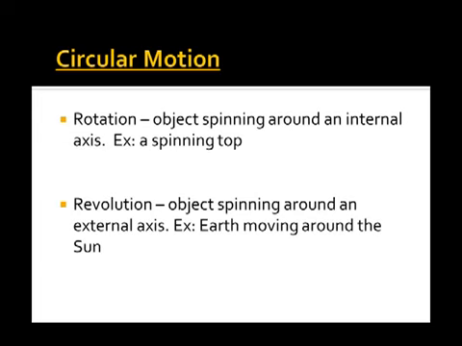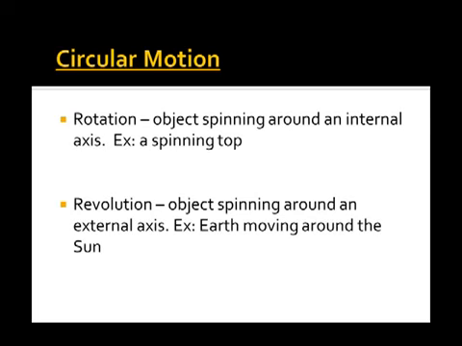We've got some definitions to begin with. We've got rotation and revolution. Now, these are two different things, so let's just talk about the differences. Rotation is when an object is spinning around an internal axis. One example is a spinning top. All of the parts of the top spin around a point that's inside of the top. So they all spin around that center point.